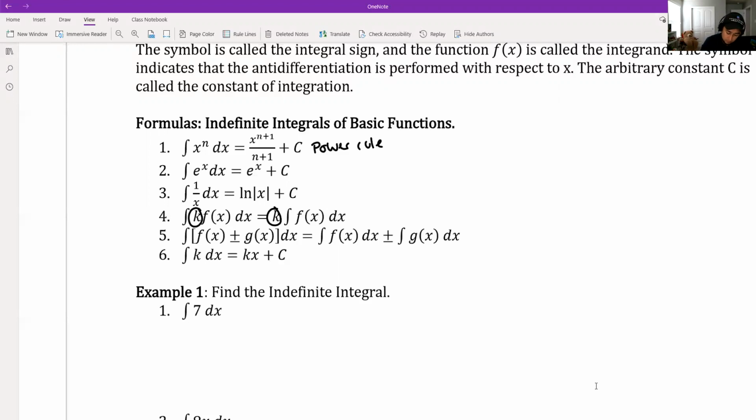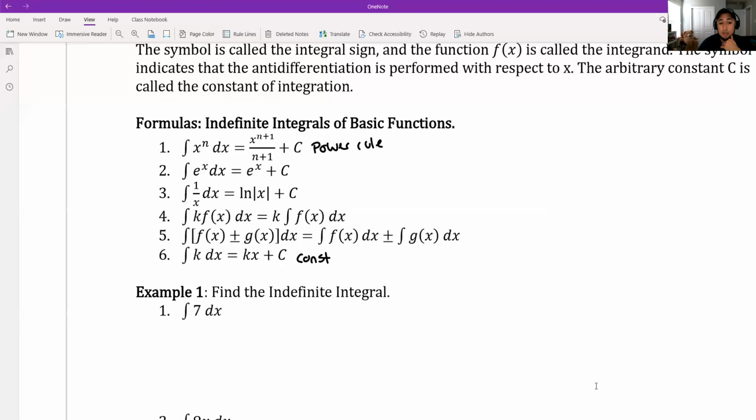Okay. 5, the integral of multiple terms. So the integral of f of x plus or minus g of x dx can be split into multiple integrals. The integral of f of x dx plus or minus the integral of g of x dx. So however many terms are inside your parentheses, that's how many integrals you can have. Okay, and then number 6, we can call this the constant rule. If you're taking the integral of a number, of a constant, then the antiderivative is kx plus c. So this can be called the constant rule.